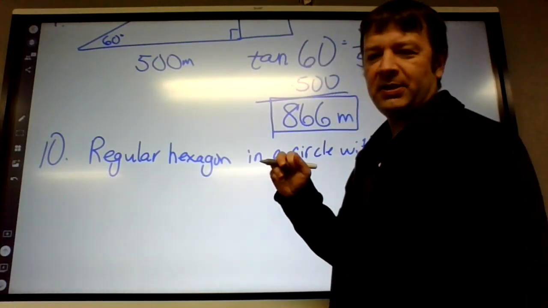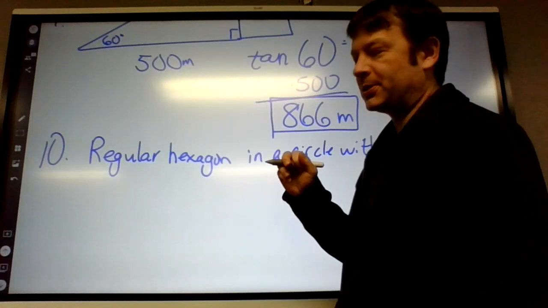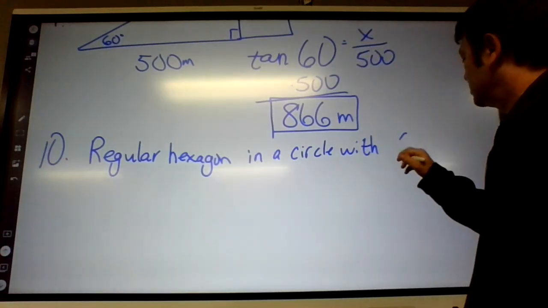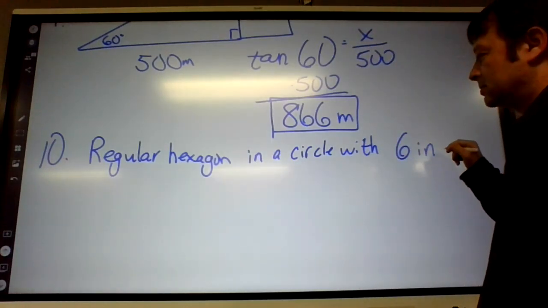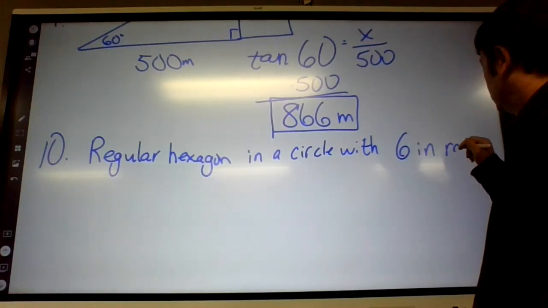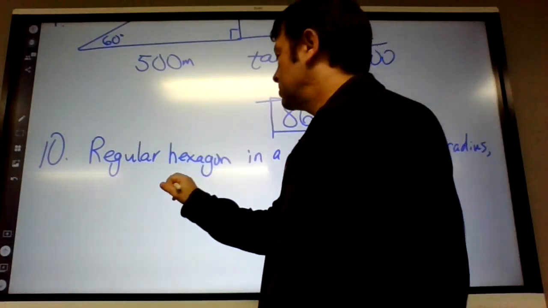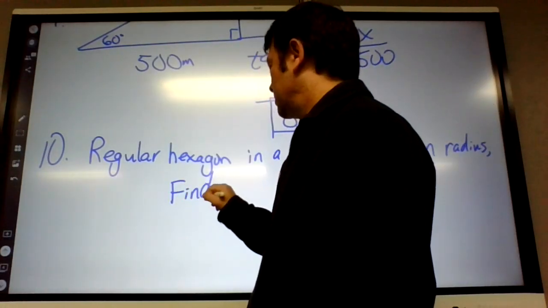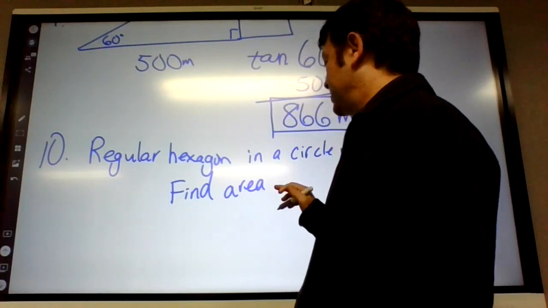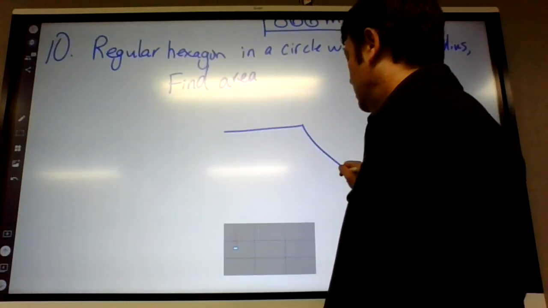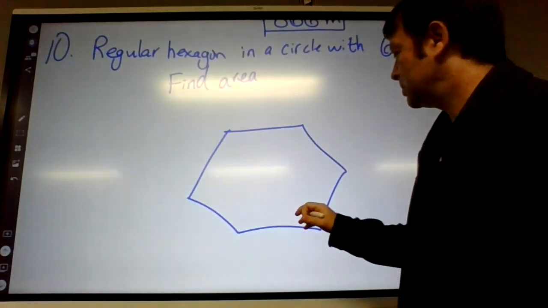What did I say the radius was? 6? Okay, so do you guys remember the trick for this one? 360 divided by 6.